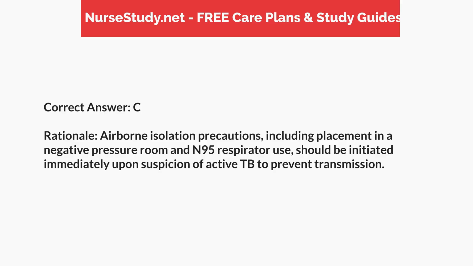Correct answer, C. Rationale: Airborne isolation precautions, including placement in a negative pressure room and N95 respirator use, should be initiated immediately upon suspicion of active TB to prevent transmission.